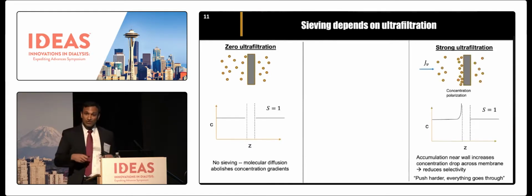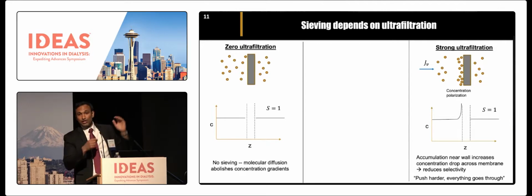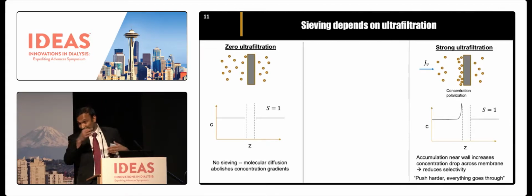Now let's look at the situation where you have very strong ultrafiltration. What happens is if you're moving fluid through a membrane, the membrane will start rejecting solutes, as shown here, and you'll see an accumulation of solute right next to the membrane wall. This is known as concentration polarization. If you have very strong concentration polarization, you have such a high concentration at the membrane wall, you have a huge concentration drop across the membrane that aids diffusive mass transfer through the membrane, and you end up getting a sieving coefficient of roughly 1 again.